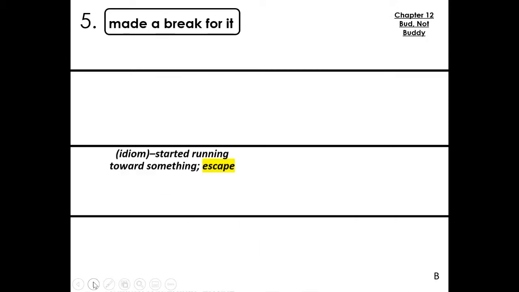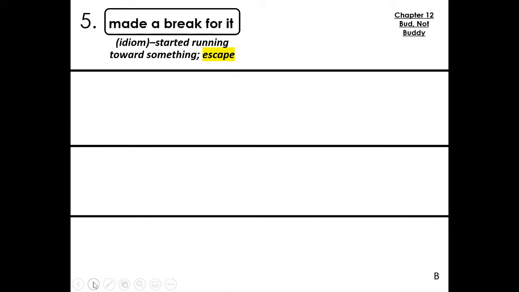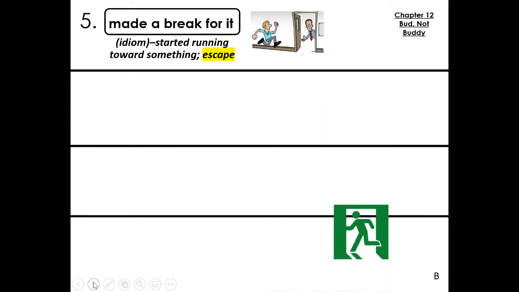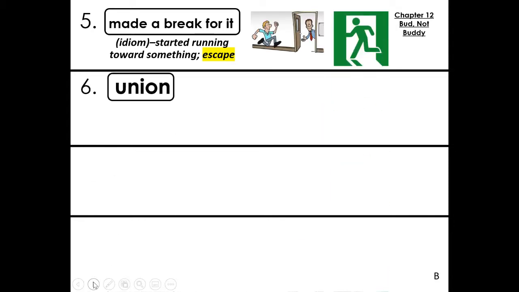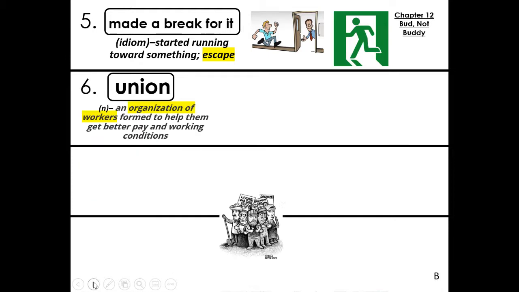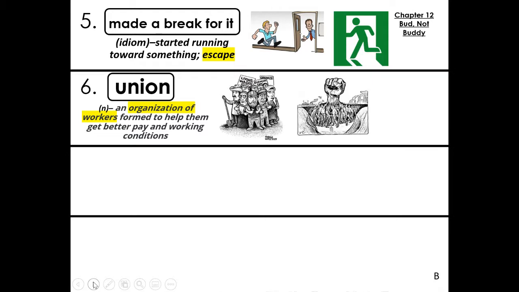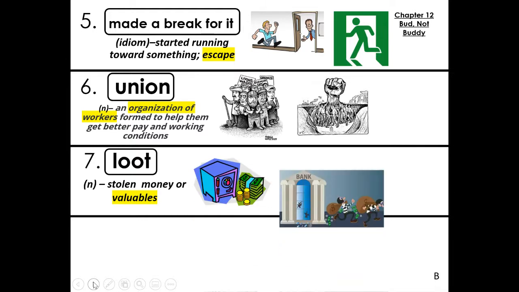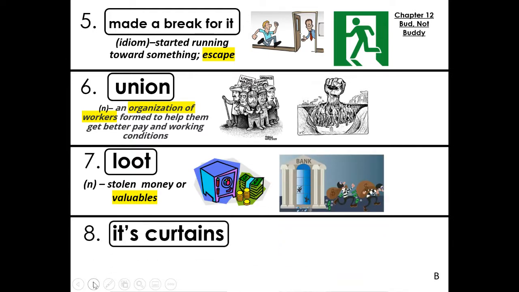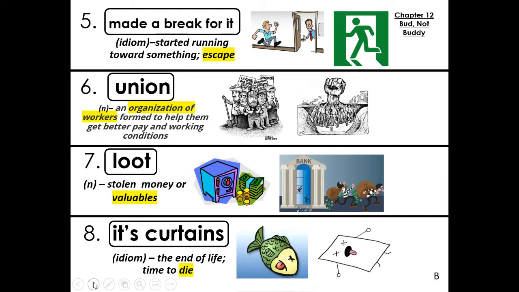Number 5, made a break for it. That's an idiom, started running towards something, escape. Number 6, union, an organization of workers formed to help them get better pay and working conditions. Union. Number 7, loot, stolen money or valuables, loot. Number 8, it's curtains, an idiom, the end of life, time to die. It's curtains.